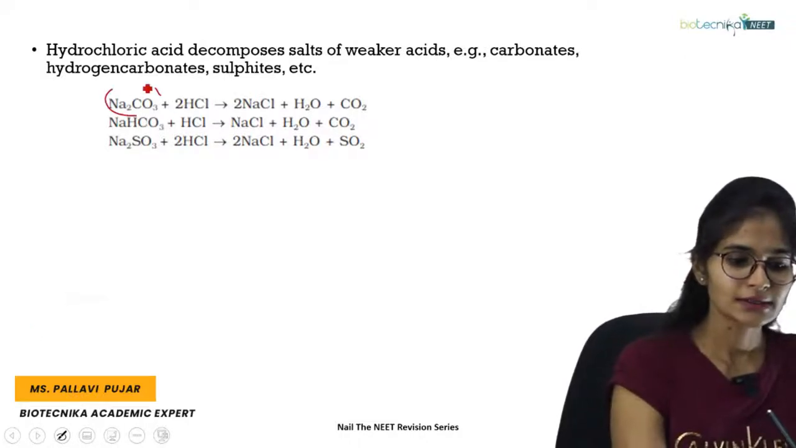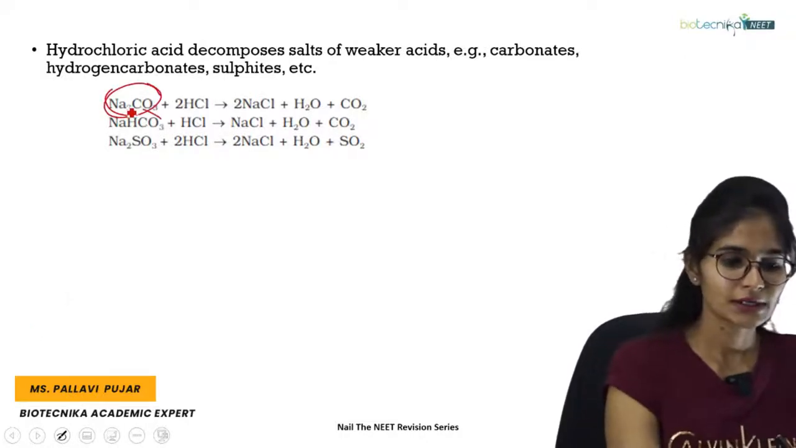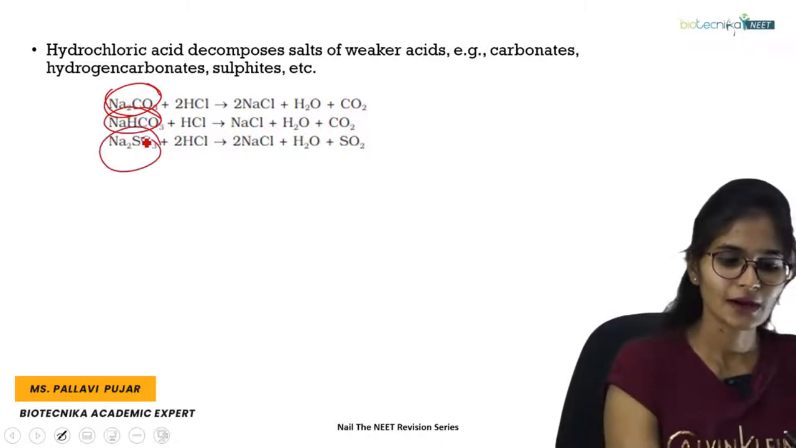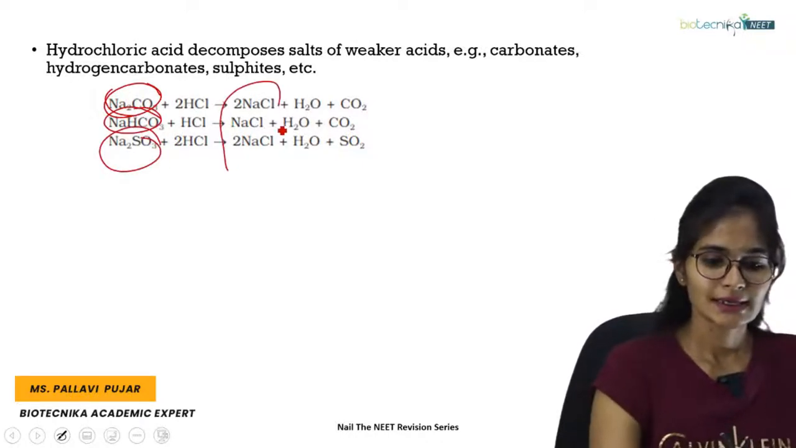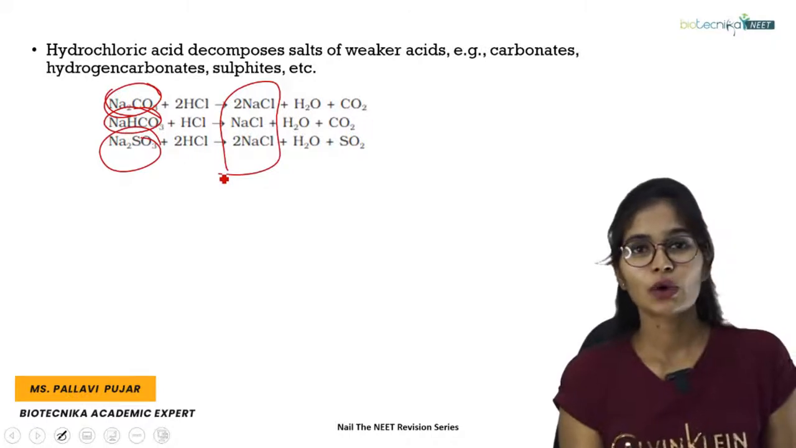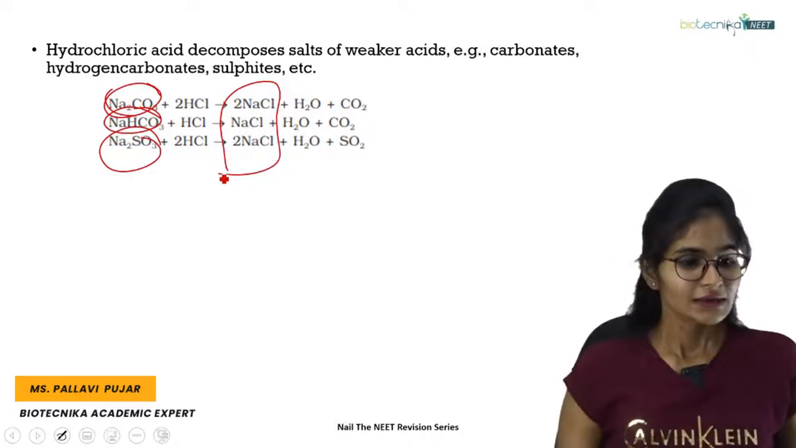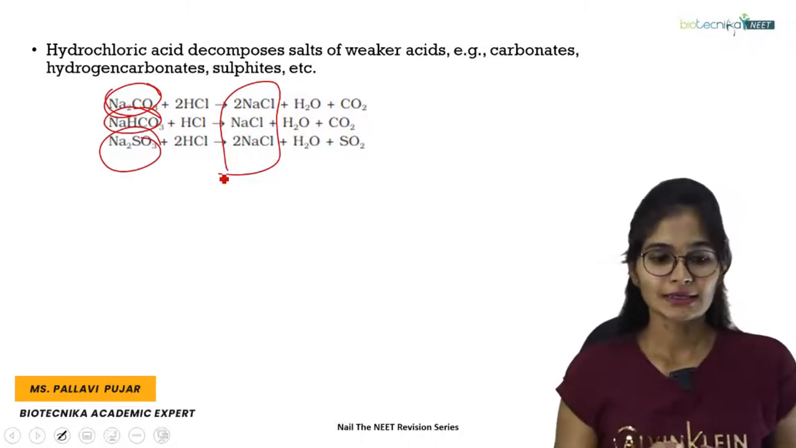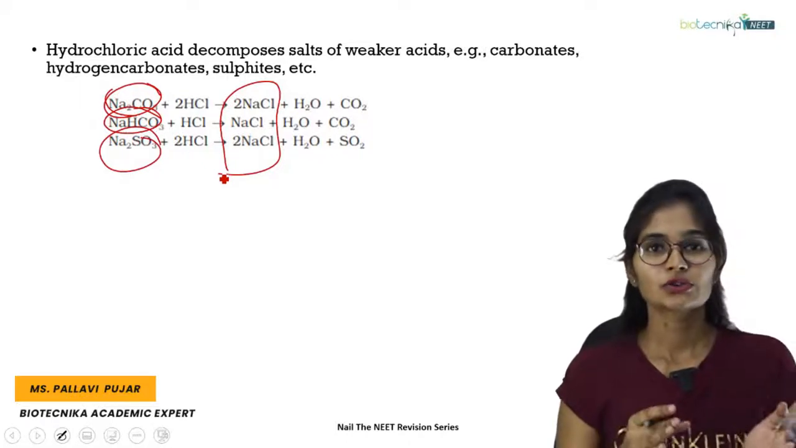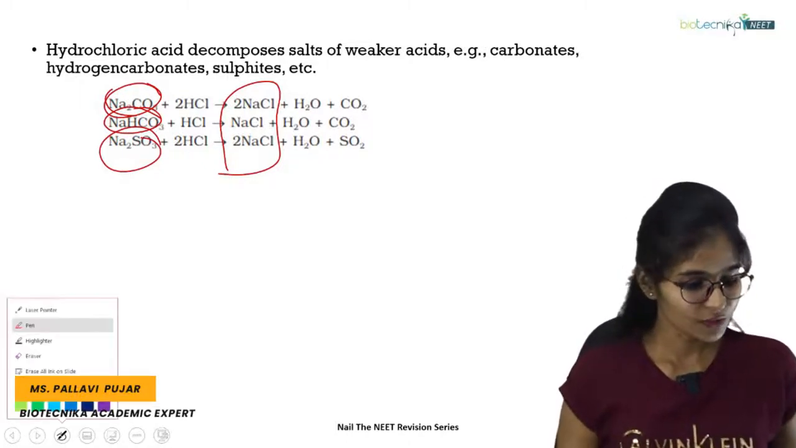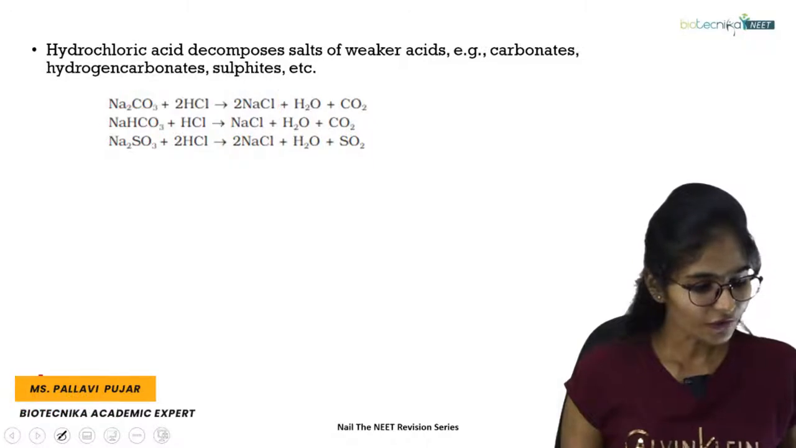So where it is treated with sodium carbonate, hydrogen carbonates, or sulfides, it gives NaCl as a product along with H2O and CO2 as side products. So these are what the hydrochloric acid decomposes, the salts of weaker acids. So these are the reactions of HCl.